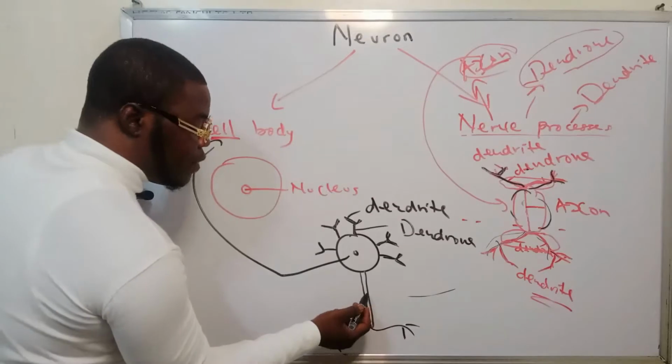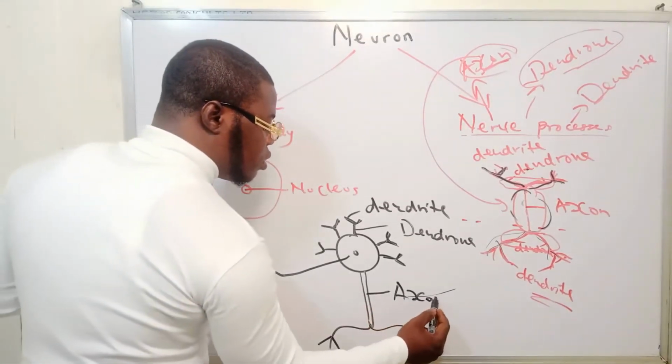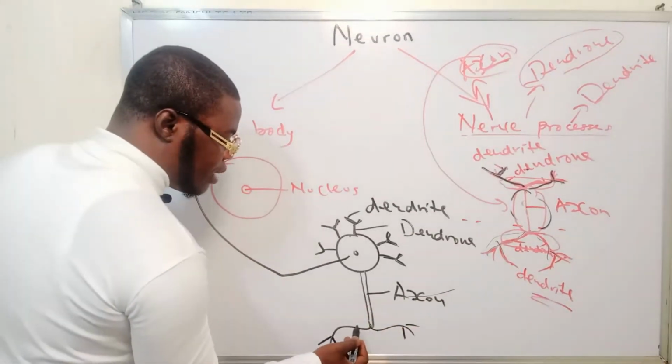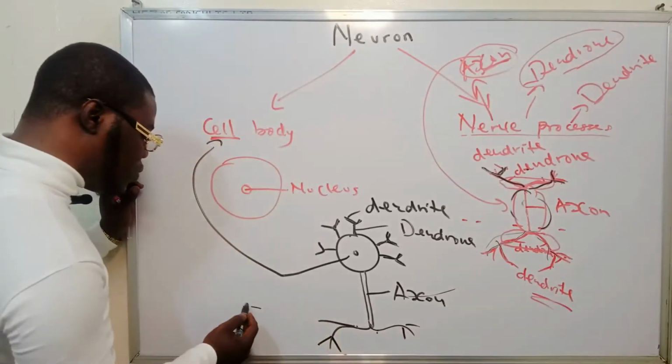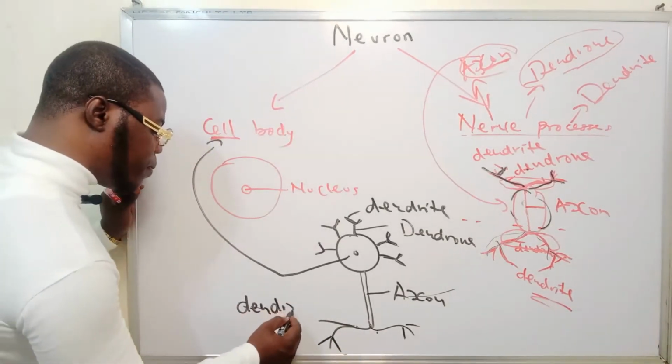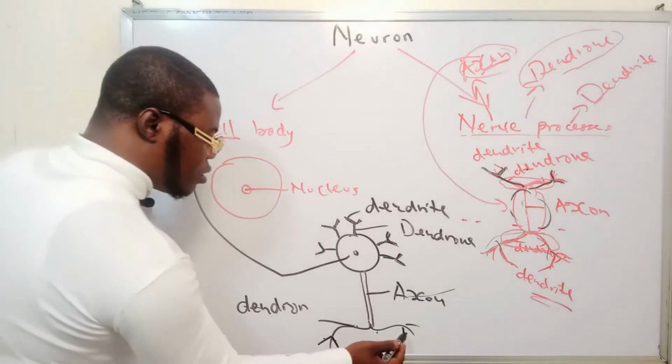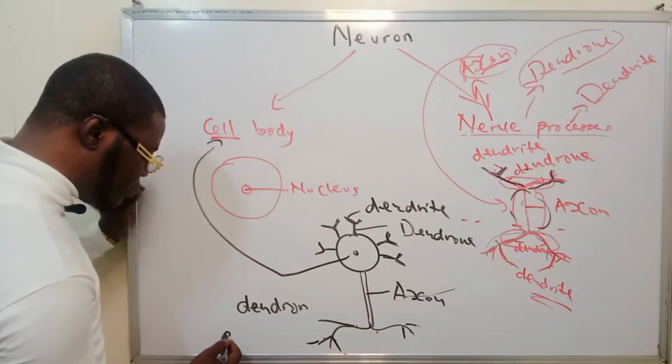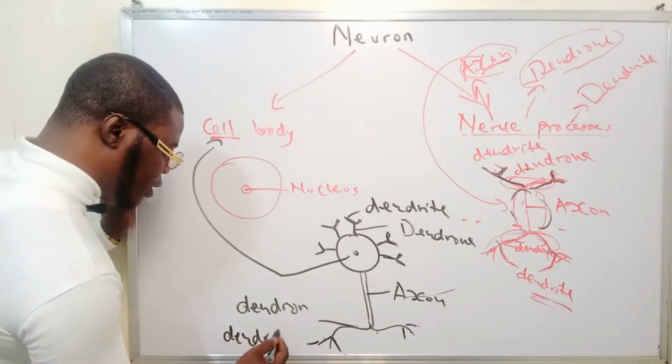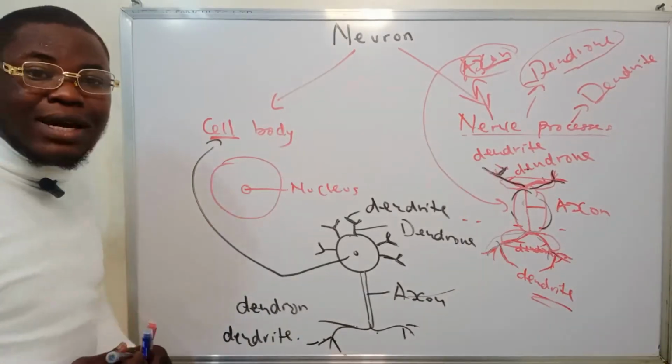And finally, sorry, this one is called the axon. And then this first structure here, that the first branches to, they are dendrons as well. And finally, these other guys are called the dendrites. Dendrites. As simple as that.